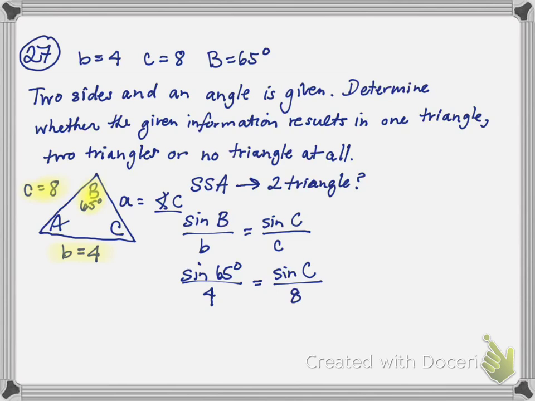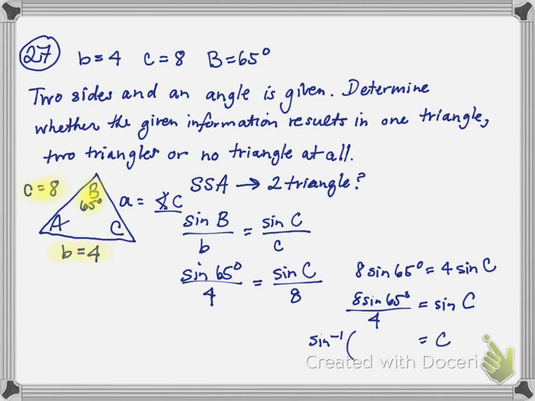Because it's a ratio, I can cross multiply and get 8 times sine of 65 degrees equals 4 times sine of angle C. At this point I want to get C by itself. So I take 8 times sine of 65 degrees, divide it by 4, and that equals sine of angle C. I still don't have C by itself, so I take the inverse sine of both sides to get the inverse sine of 8 times sine of 65 degrees over 4 equals C.